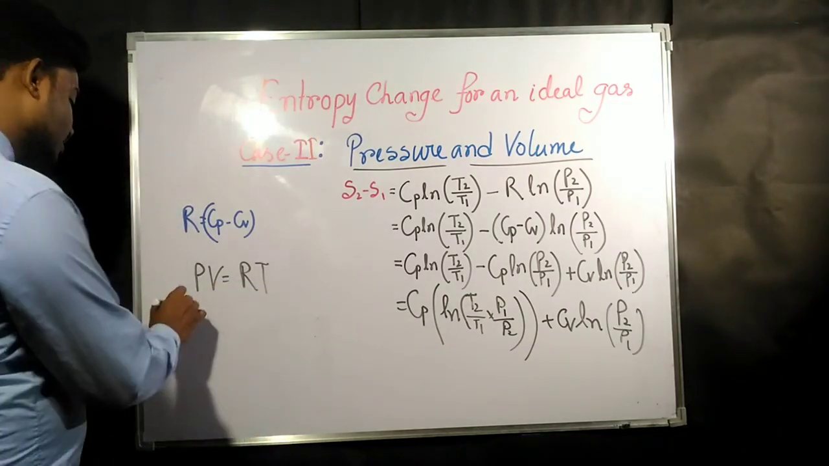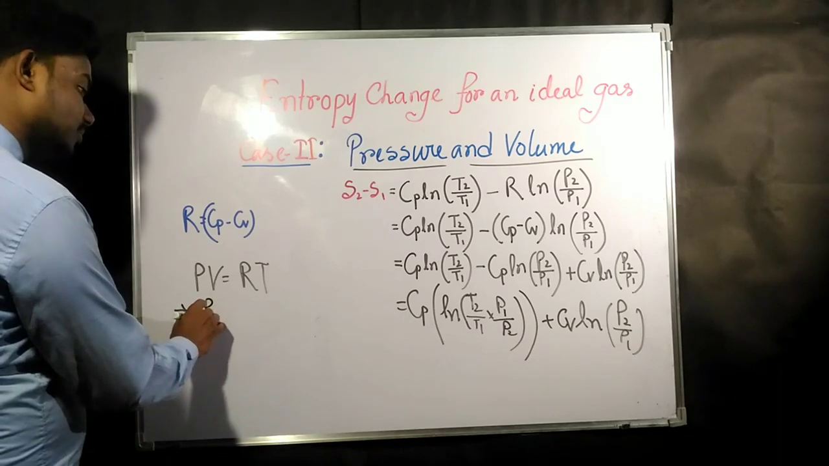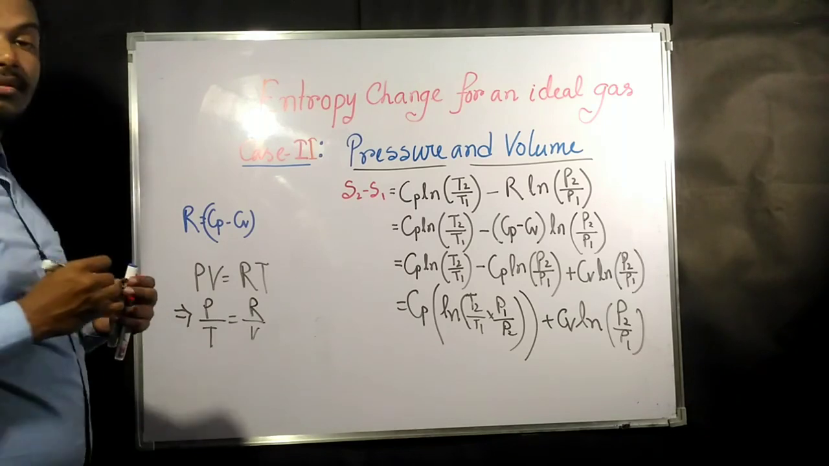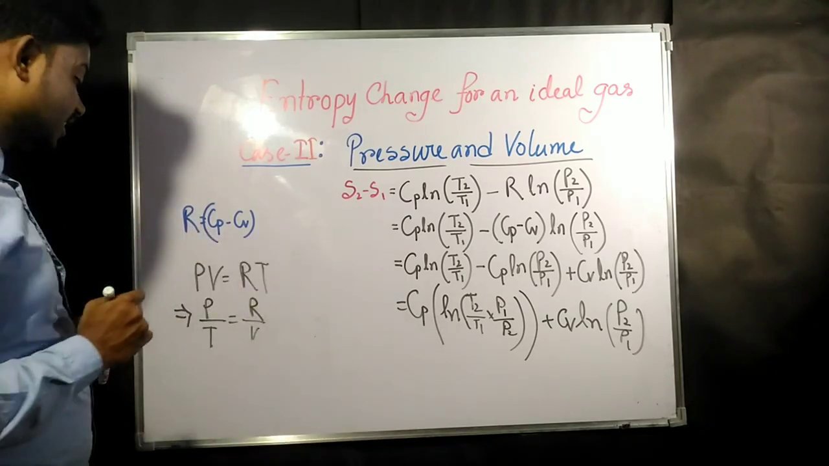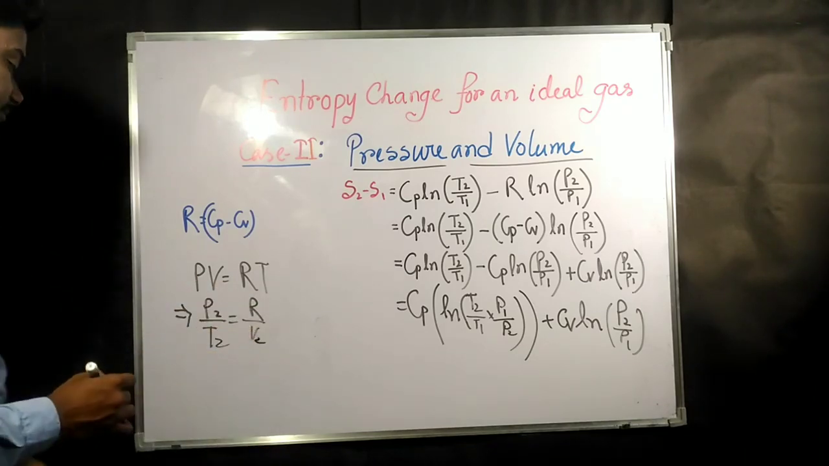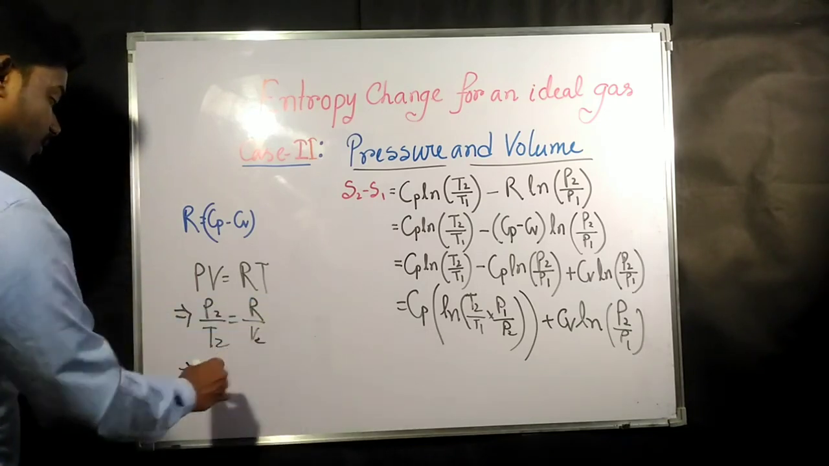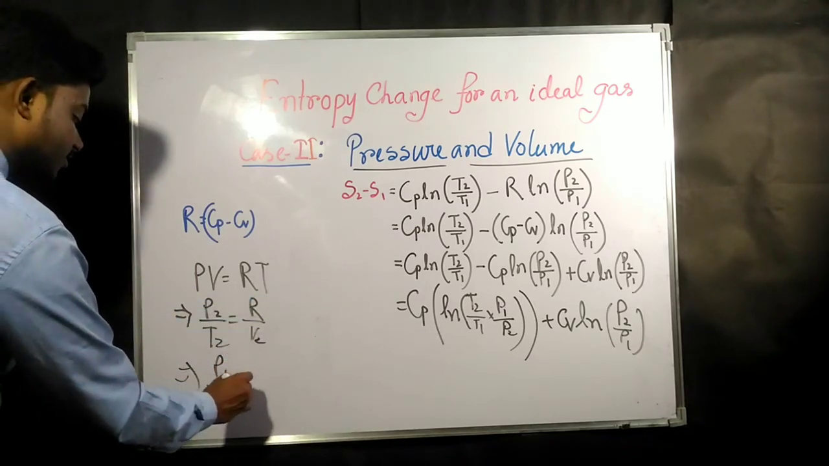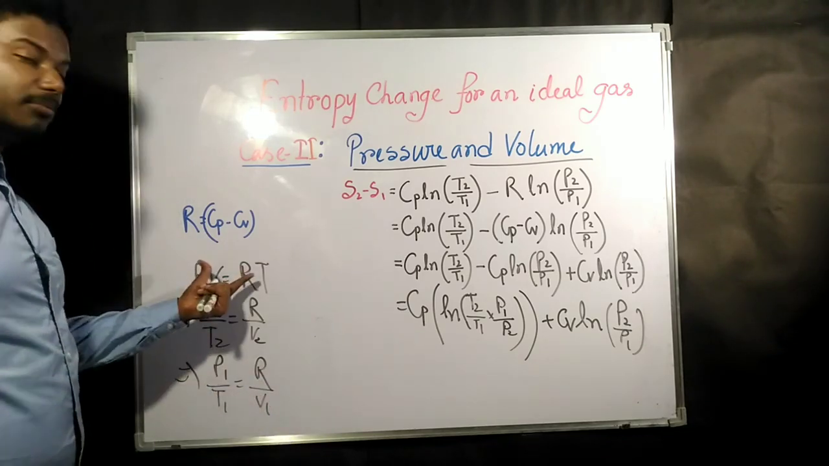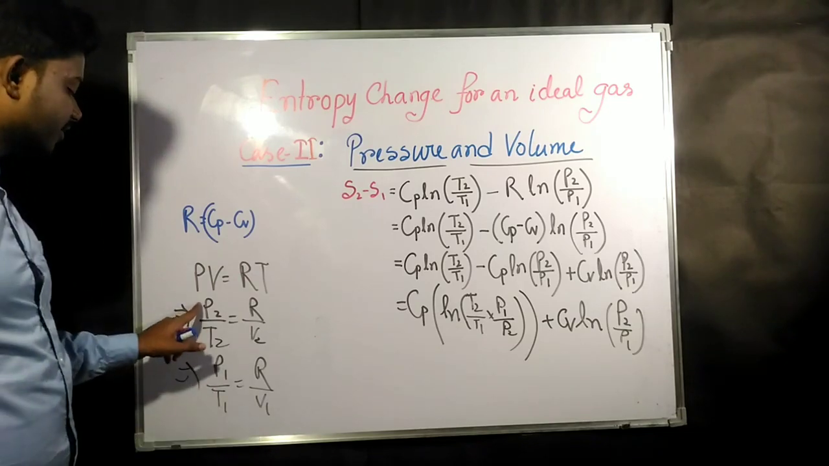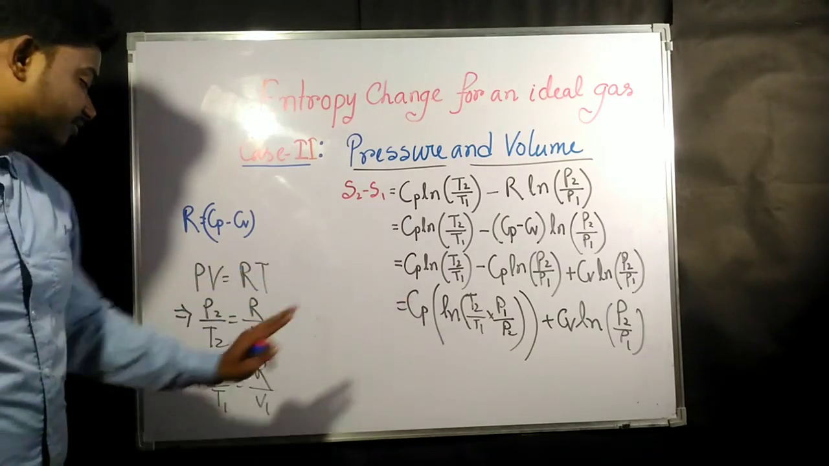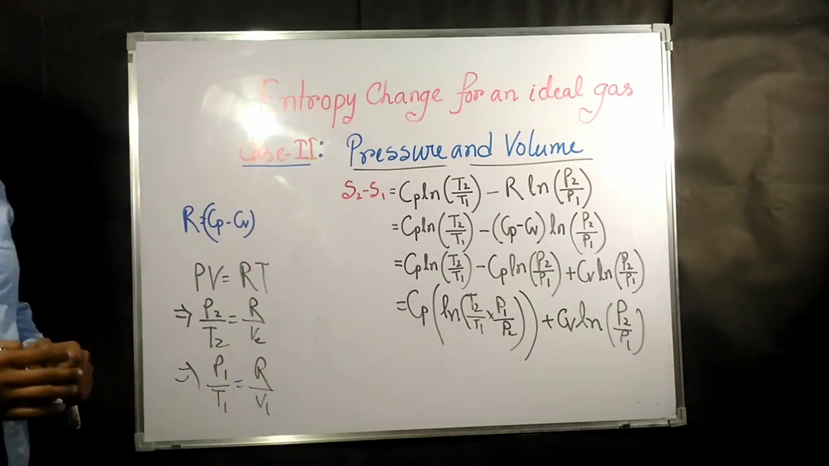Okay, so let us find out what it is going to be. In place of P by T we can write R by V. So wherever there is 2 we will put P2 by T2 equals R by V2, and wherever there is 1 we can write P1 by T1 equals R by V1, where R is constant. That means wherever we find P2 by T2, we'll replace it by R by V2, and wherever we find P1 by T1, we'll replace it by R by V1.